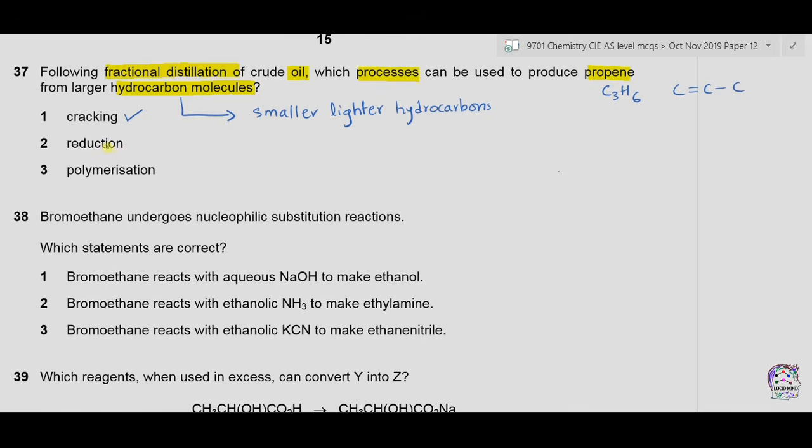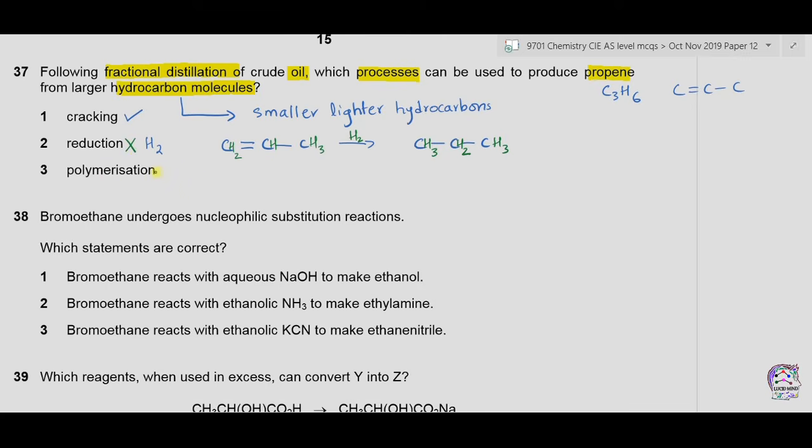Option 2 is reduction. Now in reduction we add hydrogen. Whenever hydrogen is added, the double bonds will convert into single bonds, as hydrogen is added to unsaturated hydrocarbons to make them saturated. In the alkene we have 2 hydrogens, 1 hydrogen and 3 hydrogen atoms. When reduction takes place, CH2 will become CH3 and CH will become CH2. So propene cannot be produced by reduction.